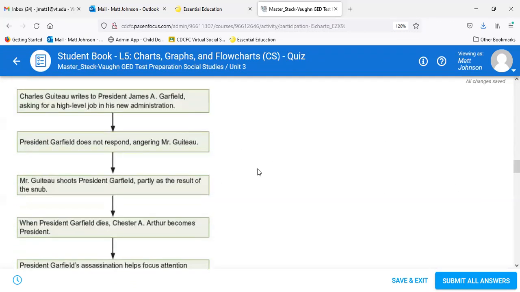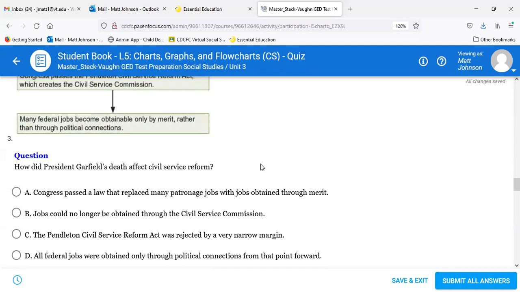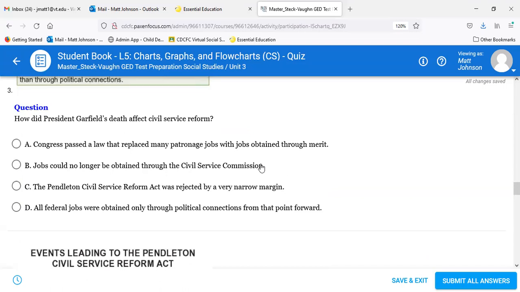Assassination of James Garfield. Okay, here's our flow chart again. Sasha Gay, would you like to read question 3 for us? How did President Garfield's death affect civil service reform? A, Congress passed a law that replaced many patronage jobs with jobs obtained through merit. B, jobs could no longer be obtained through the Civil Service Commission. C, the Pendleton Civil Service Reform Act was rejected by a very narrow margin. D, the federal jobs were obtained only through political connections from that point forward?